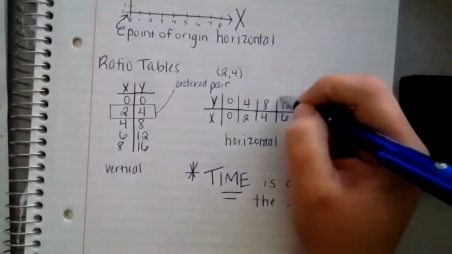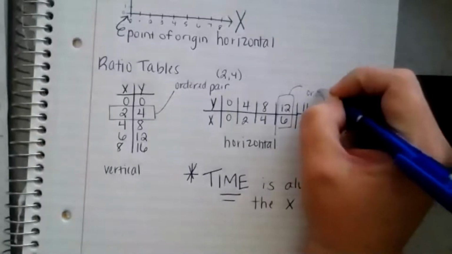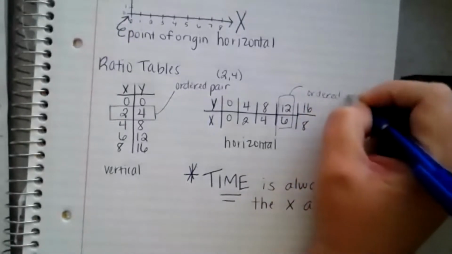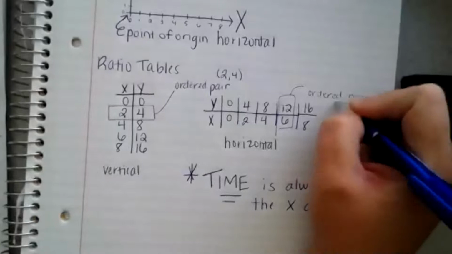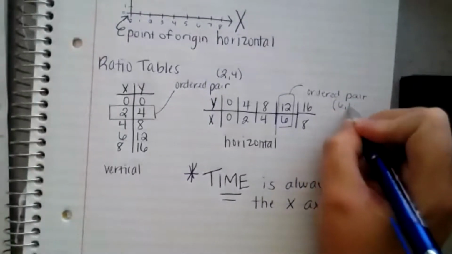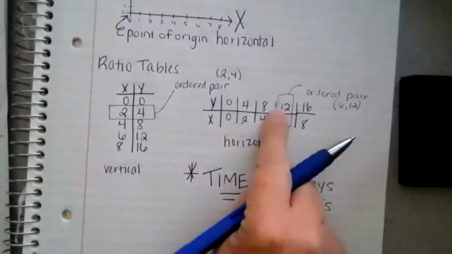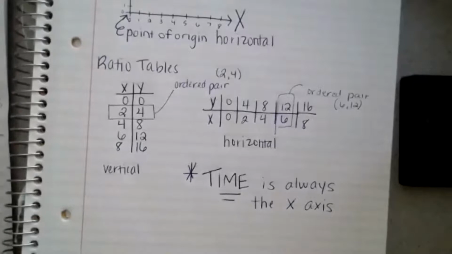You can also gather ordered pairs out of these tables. So our ordered pair here would be 6, 12. You always label X first and Y second.